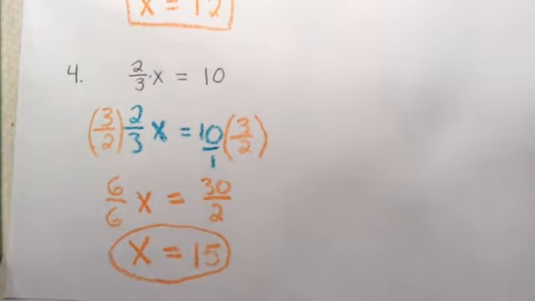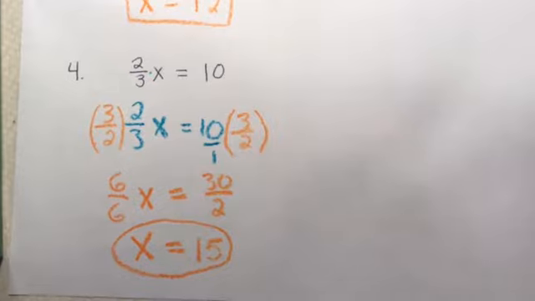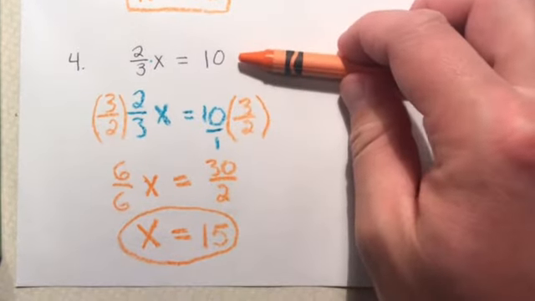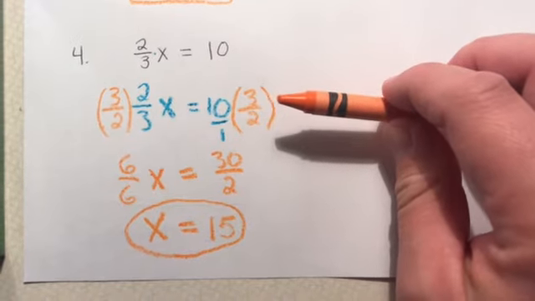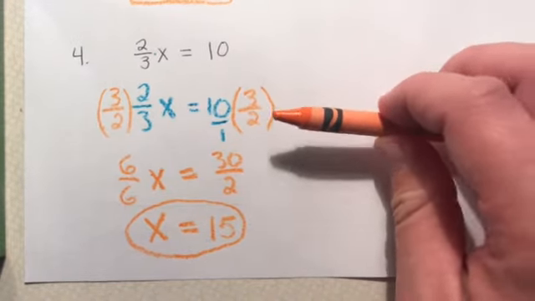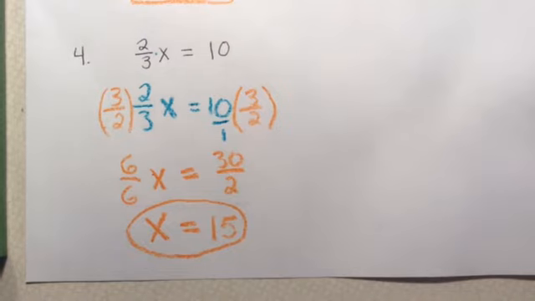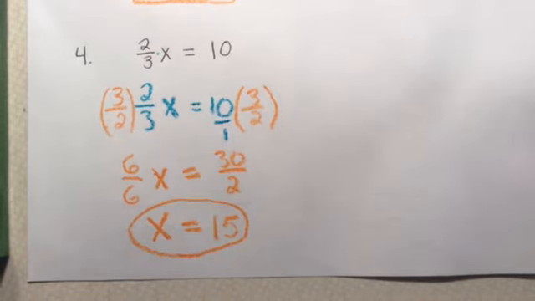So I'm looking today for your work shown like this. I'm looking for a problem copied down. We're going to undo multiplication with division, or by multiplying by the reciprocal. We'll get x by itself. Again, our goal stays the same of isolating the variable.